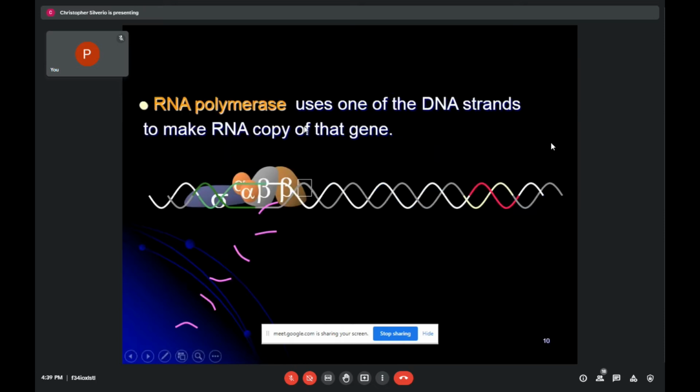The RNA polymerase usually uses the DNA strand to make an RNA copy of the gene. Okay? So these are the transcript. The RNA polymerase is bound into the promoter region. This is the promoter region of the DNA, and this is the termination sequence of the DNA.